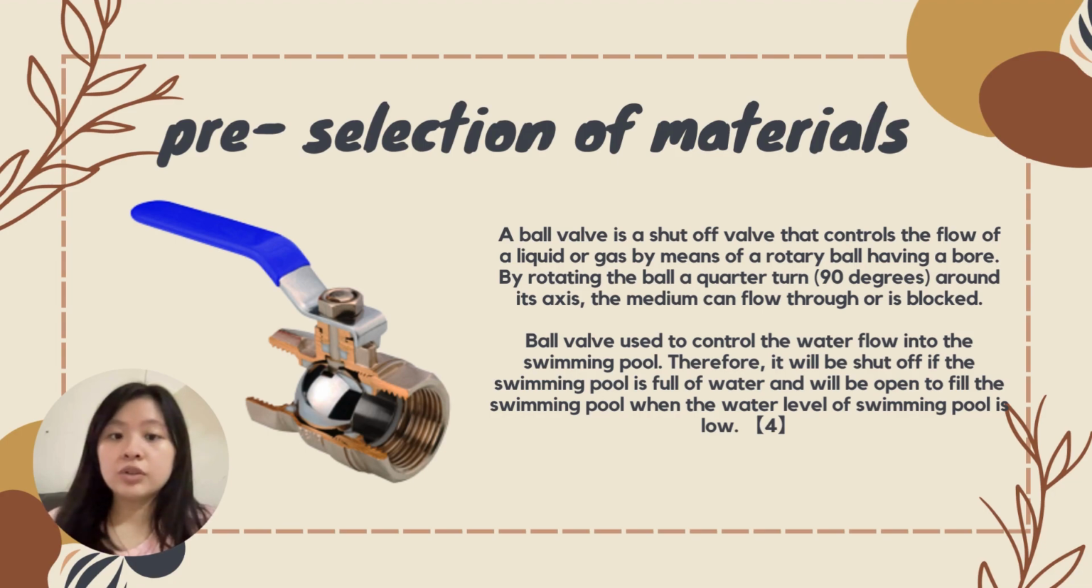So why we choose ball valve? Because it is a shut off valve which can be completely shut off if we close it, and it can actually control the water flow into a swimming pool. So when the swimming pool is full of water, we can completely shut off by using ball valve, and it will be reopened when the swimming pool water level is very low.